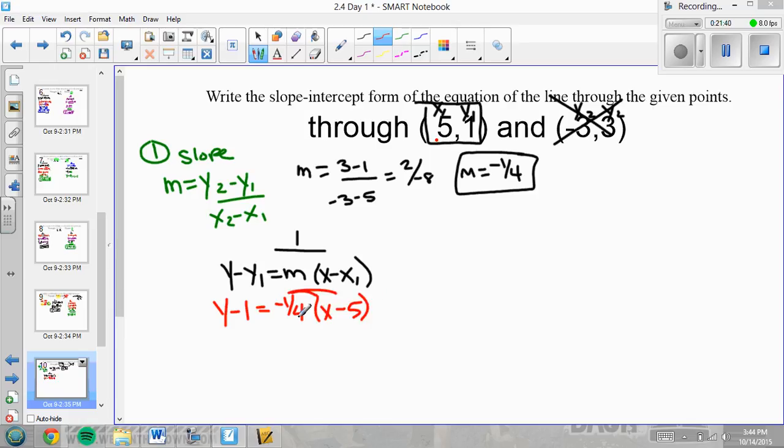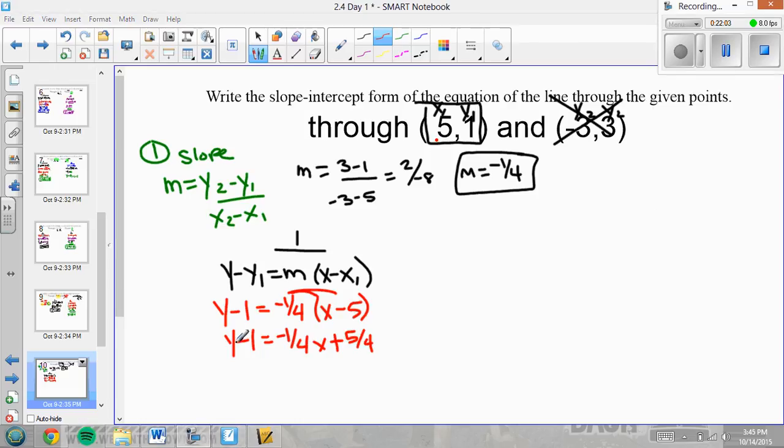So we want to distribute. So we get negative 1/4 x minus, oh, well, negative times a negative. Is that a negative? We want a plus 5/4. Now, could you write 1 and 1/4? Yes, you could.